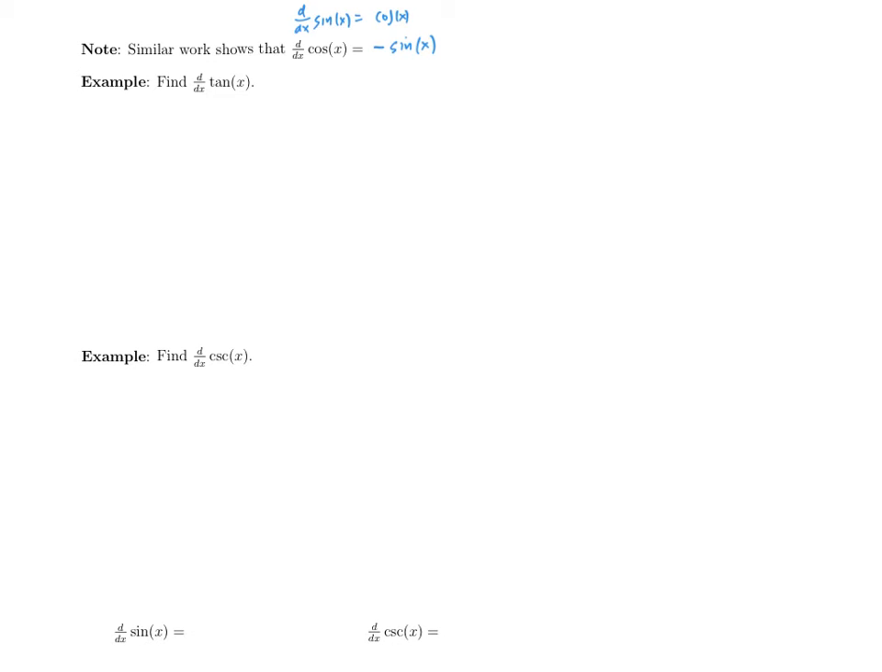If I want to differentiate tangent, the key is I cannot do it directly in its current form, but tangent is simply sine over cosine. And sine over cosine is something that we can differentiate quite efficiently using the quotient rule. And the quotient rule tells us low d high minus high d low all over that bottom squared.